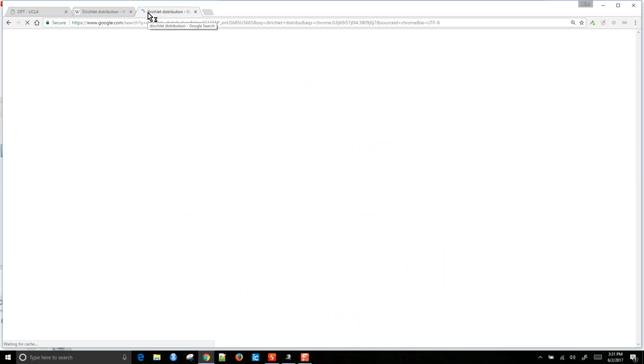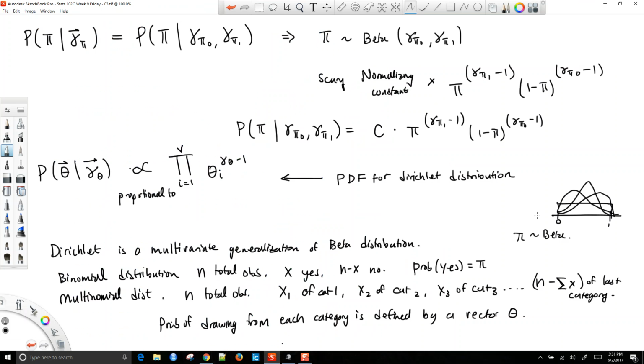But basically, a draw from a beta is a single parameter between 0 and 1, indicating the probability of getting a yes. With a Dirichlet, you're going to get a vector of probabilities that either add to 1 or can be normalized to add to 1, indicating the relative probabilities of getting category 1 versus category 2 versus category 3, and so on and so forth.